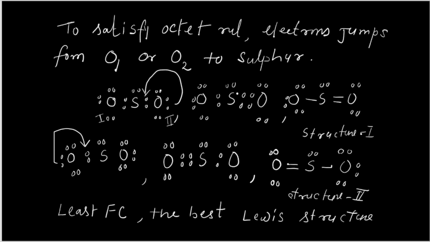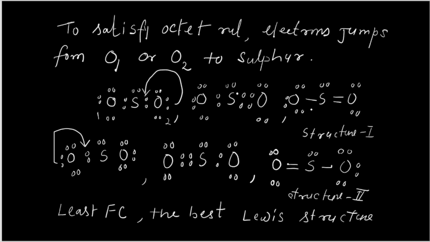What is the structure? Sorry, you should not write it in this form. You should write 1 and 2, oxygen 1 and oxygen 2. So here you write 1 and 2. This is oxygen number 1, and here what happened? This is structure 1. So you should write like this.